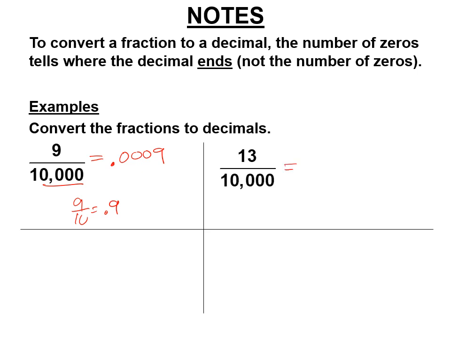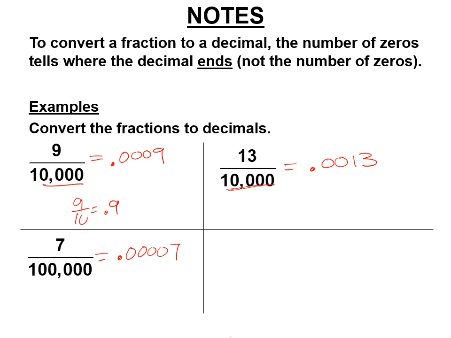So 13/10,000ths, right, has to end also in the 4th position. So I have to get that 3 into the 4th position. So, you know, it really doesn't tell you anything about zeros. It's telling you about 10,000 ends in the 4th position. Yes, 10,000 has 4 zeros in it, if you find that helpful. So this ends in the 5th position because 100,000 has 5 zeros.